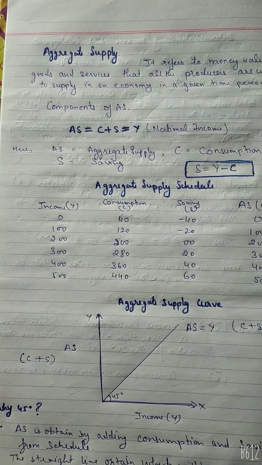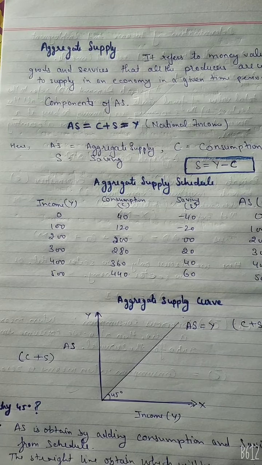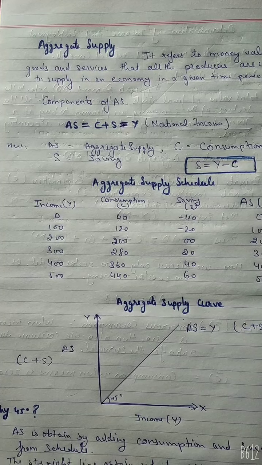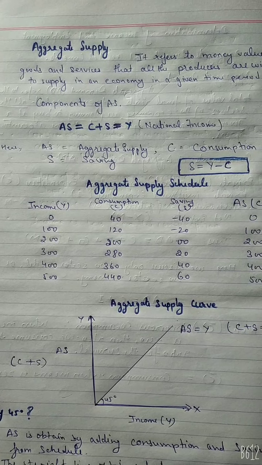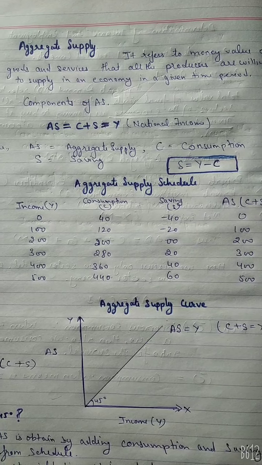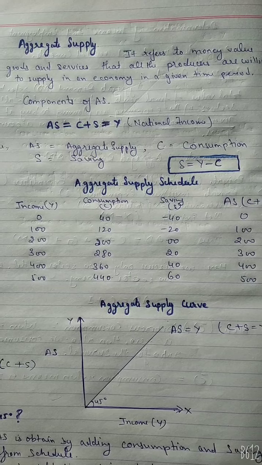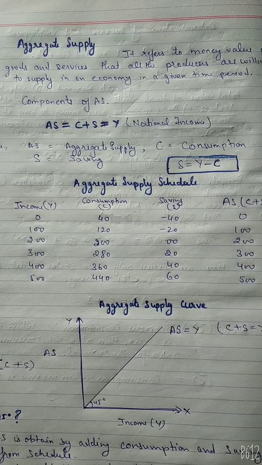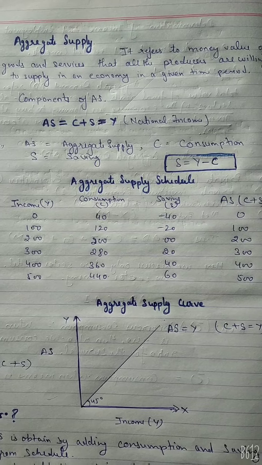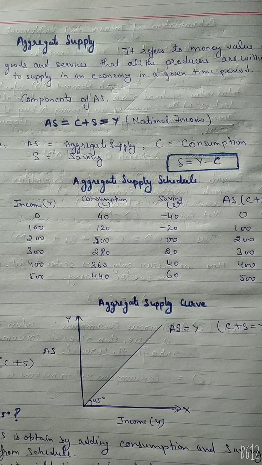Here income is given, that is 0, 100, 200, 300, 400 and 500. Step by step the income is increasing. Then the consumption, when income is 0, is 40, that is autonomous consumption. It will also increase. When income is 100, the consumption is 120. It will increase to 200, 280, 360, 440.